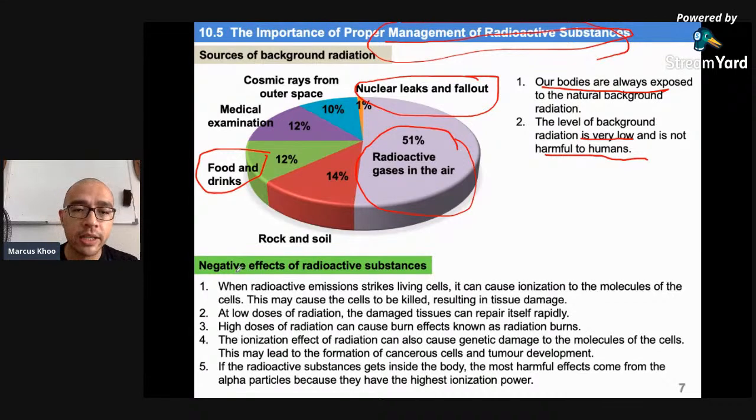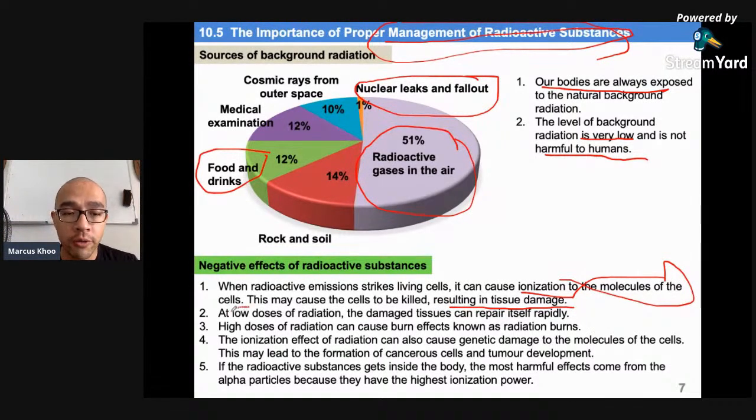Some negative effects of radioactive substances. Number one, it can cause ionization to the molecules of the cells, which causes the cells to be killed. This is undeniable. And this will cause tissue damage and harm to our body.